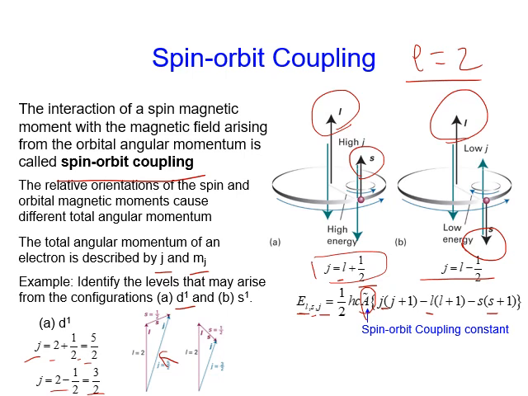Now what about the s orbital? If you have an electron in the s orbital, the orbital angular momentum quantum number is 0. So now the energy is only due to the spin, and therefore here you only have one state, which is half. So one state for an electron in the s orbital.